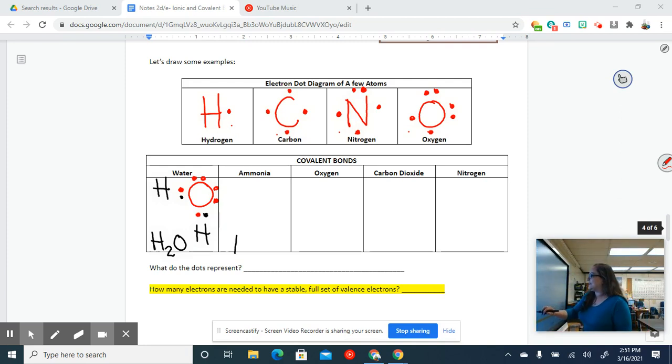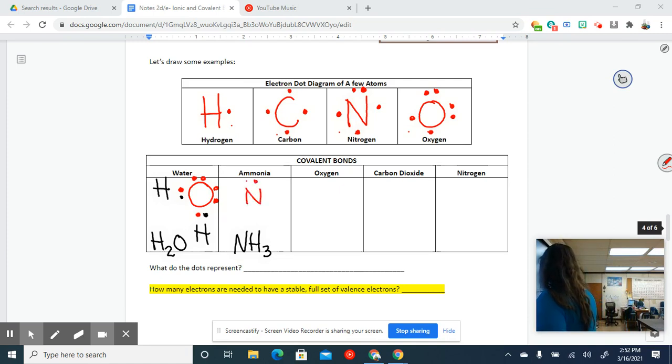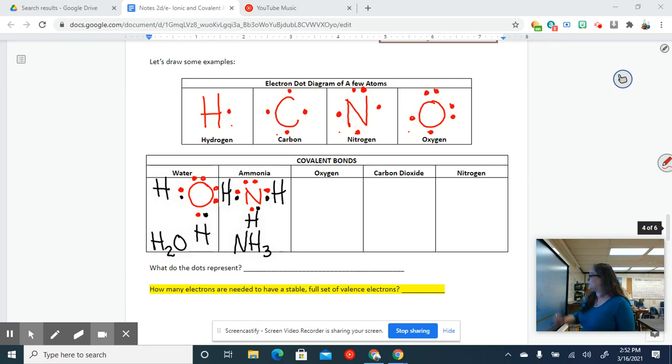Now ammonia is NH3. Ammonia. So we're going to start with nitrogen. And it's got 1, 2, 3, 4, 5. And guess what goes to fill out each of those? Exactly, hydrogens. So we got 1 hydrogen here with that 1 electron. 1 hydrogen here with that 1 electron. And 1 hydrogen there with that 1 electron.